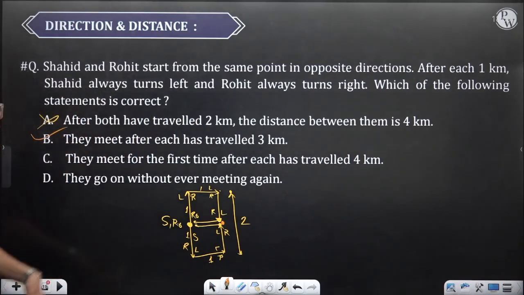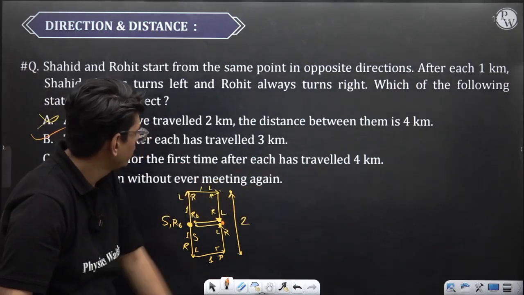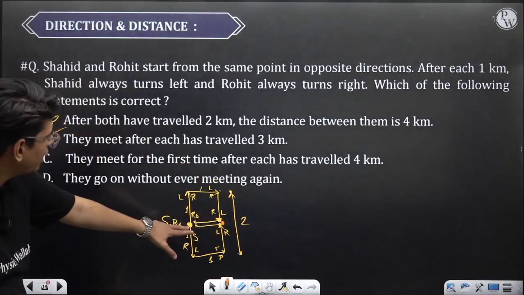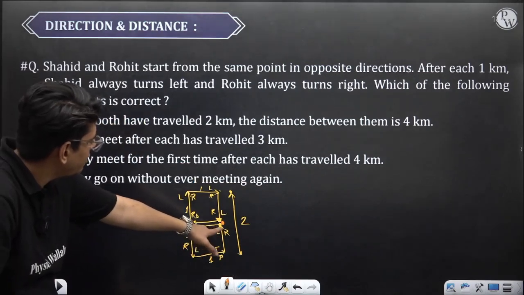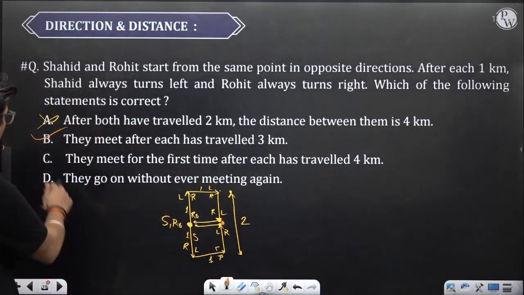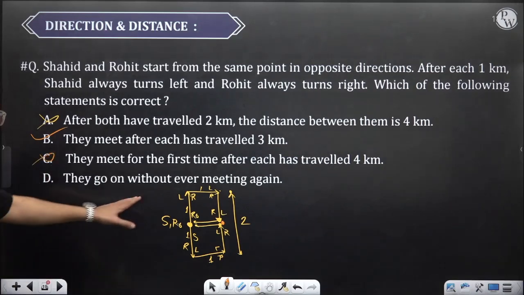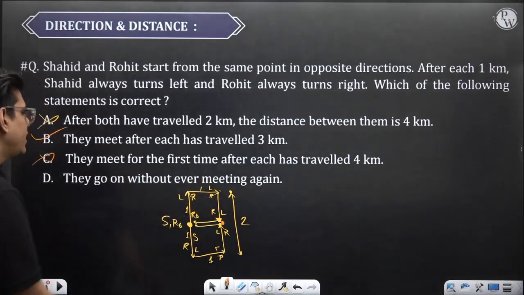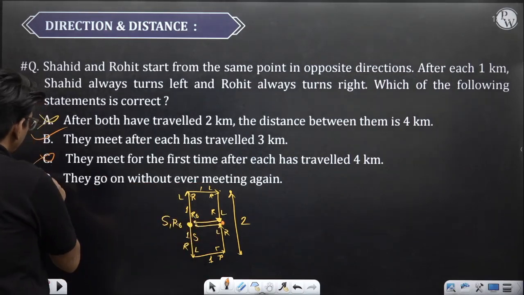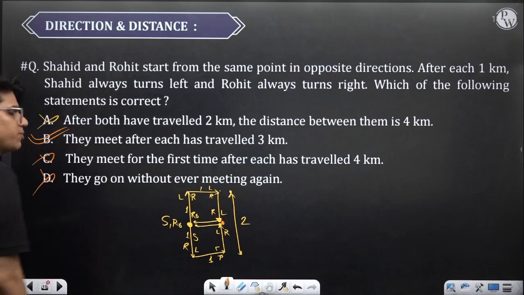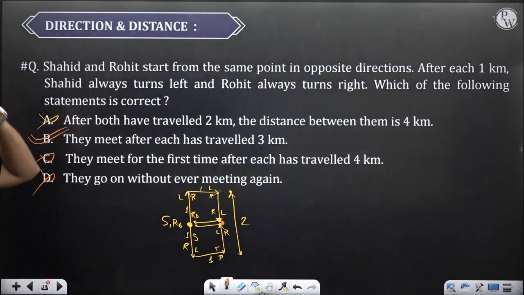They meet for the first time after they have traveled 4. They are meeting after they have traveled 4, but for the first time they meet after 3 kilometers. So this is also wrong. They go on without ever meeting again. No, they are meeting after 3 kilometers and 4 kilometers. So this is also wrong. So our correct option is B, okay.